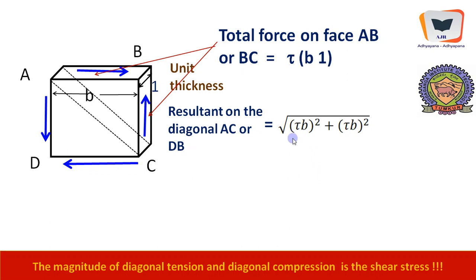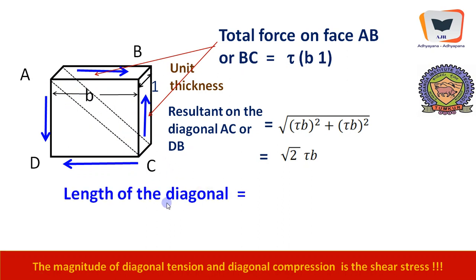Therefore, it is the square root of tau b square plus tau b square, using Pythagoras theorem, of course, or the law of triangular forces. Upon simplification, it becomes root 2 tau b. This is the force acting on this particular diagonal surface of unit width. The length of the diagonal happens to be, this is B and this is B, so square root of B square plus B square, and we will get root 2B.